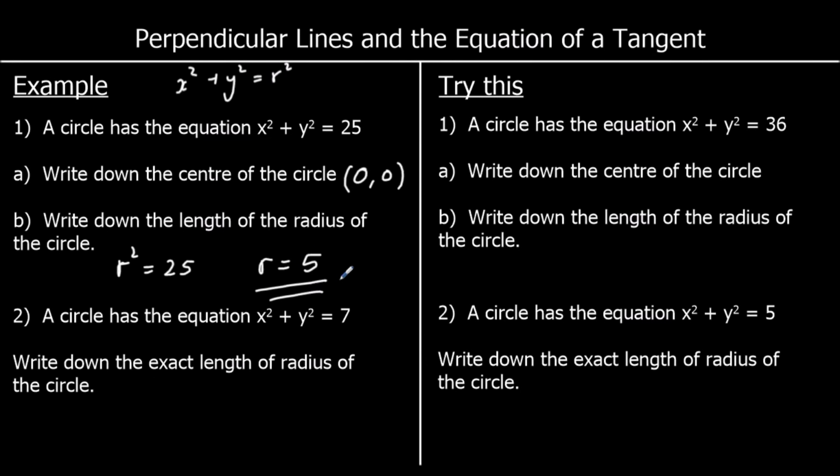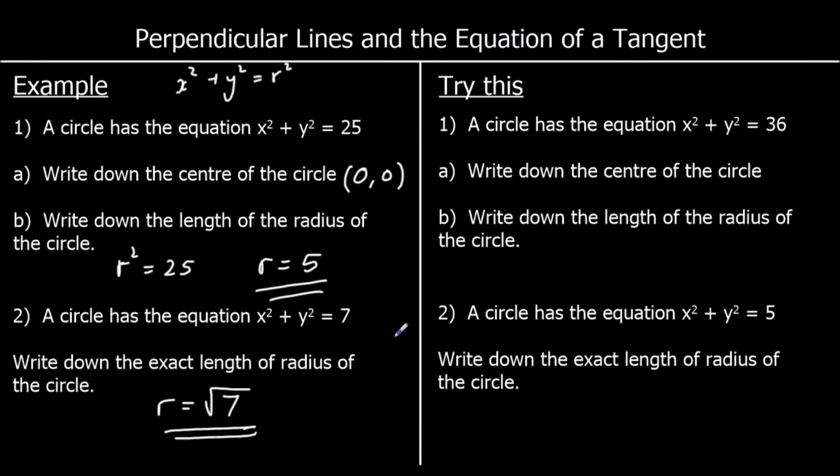And question 2, a circle has the equation x squared plus y squared equals 7. Write down the exact length of the radius. So again, it's a circle with the center at (0, 0), and the radius is going to be the square root of 7. X squared plus y squared equals the radius squared.